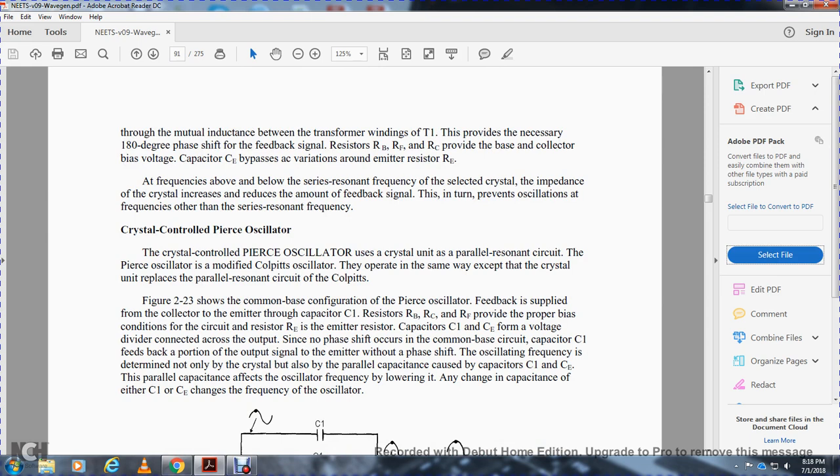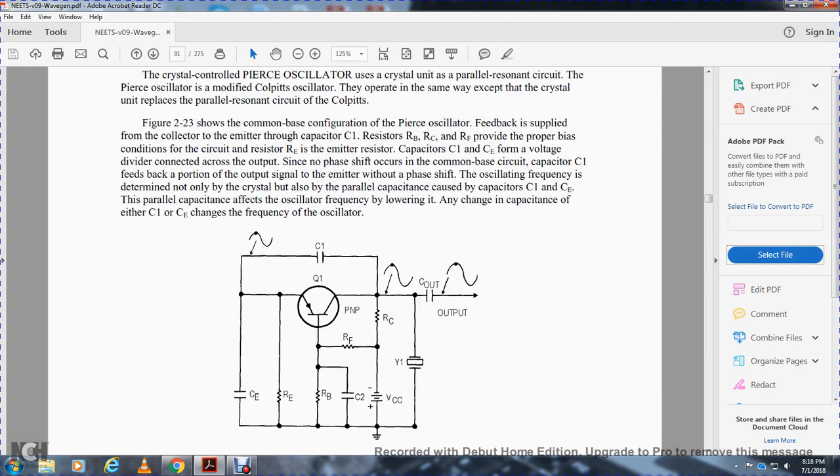Now, the crystal controlled Pierce oscillator. The crystal controlled Pierce oscillator uses the crystal unit as a parallel resonant circuit. The Pierce oscillator is modified from the Colpitts oscillator and operates the same, except that the crystal unit replaces the parallel resonant circuit of the Colpitts. Figure 223 shows the common base configuration of the Pierce oscillator.